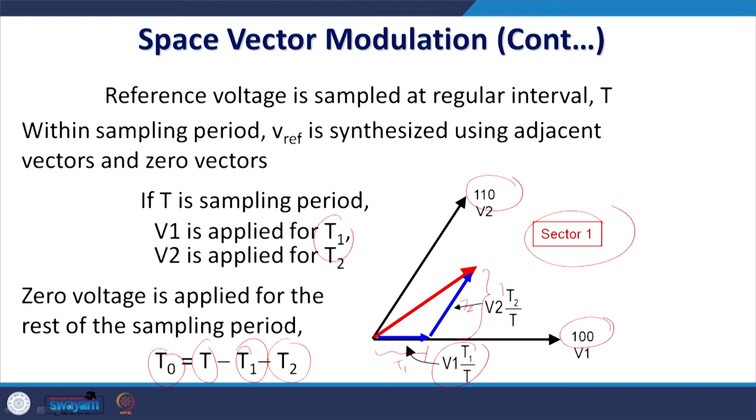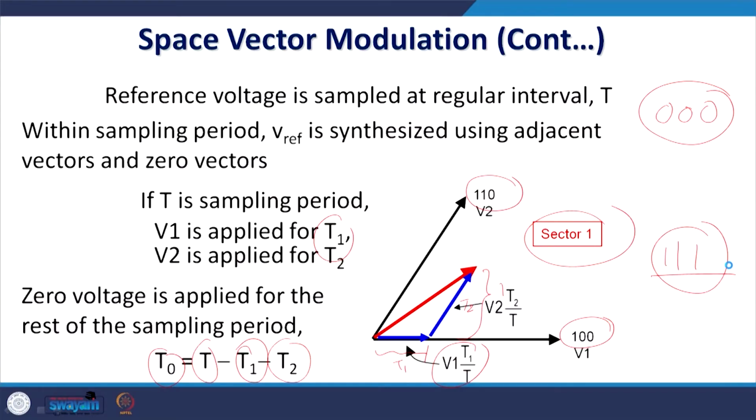And since the combinations will start from 0 0 0 to 1 1 1, 1 1 1 or 0 0 0 are said to be the null vector. When all the lower switches are closed, it is 0 0 0, so voltage will be null. In the same way, if it is 1 1 1, voltage also will be null. We will see how switching takes place in this case.